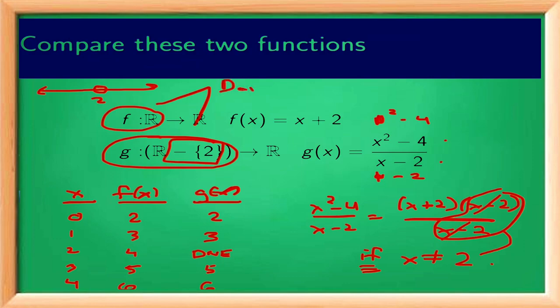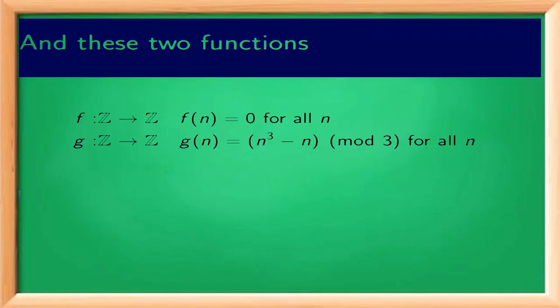So the fact that the domains are different means that the functions themselves are different in some fundamental way. We would not consider these two functions to be equal, because one function you can plug 2 into, and the other one you can't, very simply. So let's look at another example here of two functions, also called f and g, but defined differently.